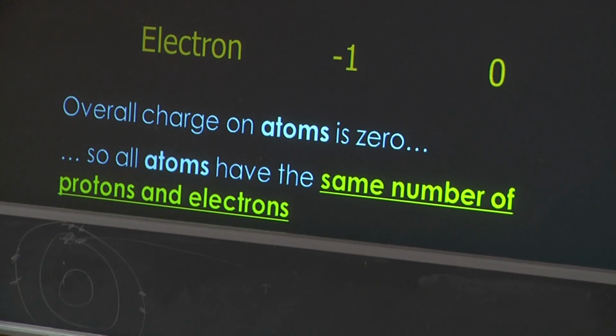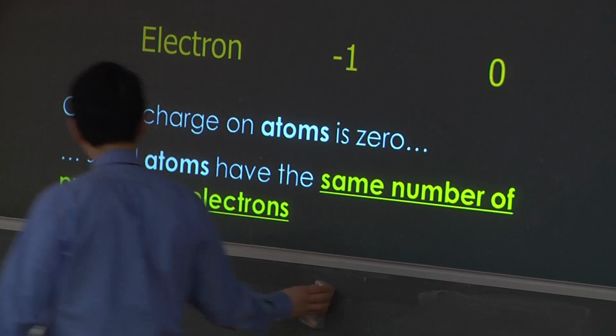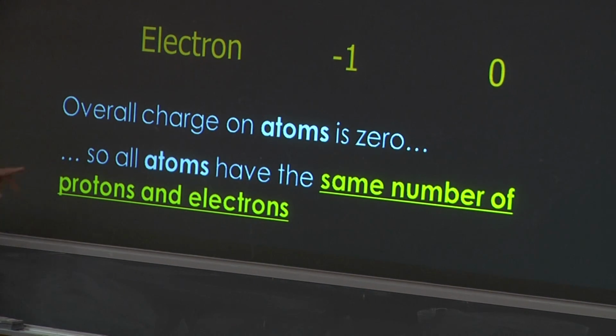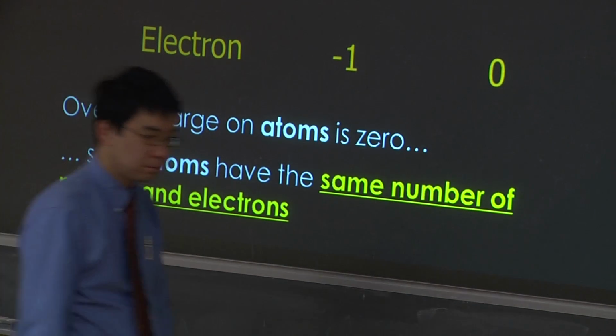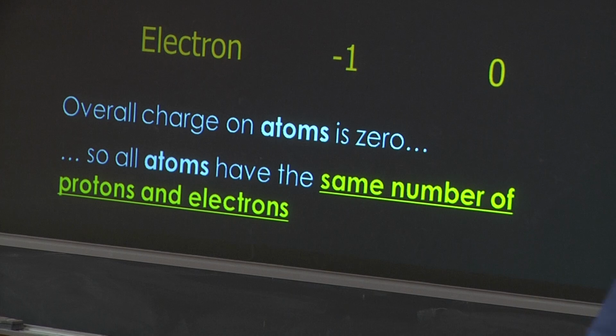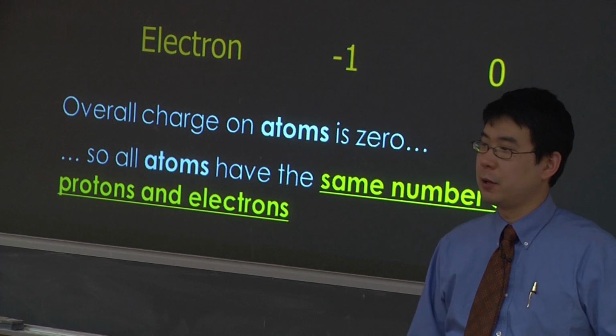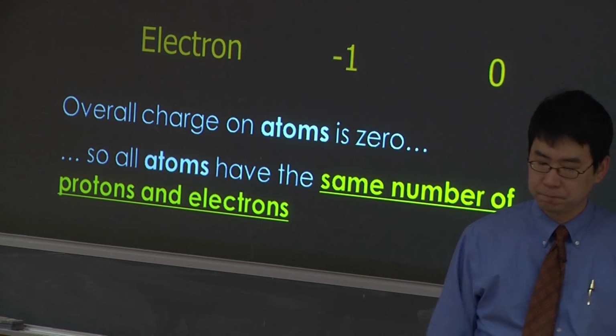Okay, so here's something you do need to know. The overall charge on an atom is going to be 0. Atoms are electrically neutral. So what does that mean? In an atom, you have the same number of protons and electrons. Because where does the positive charge come from? It comes from protons. The negative charge comes from electrons. So in order for that to add up to 0, if you have 5 protons, you need 5 electrons.